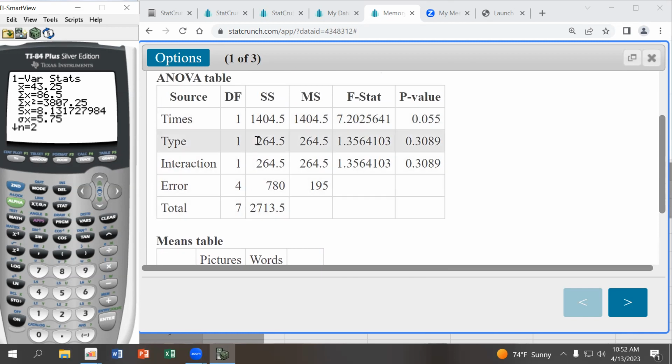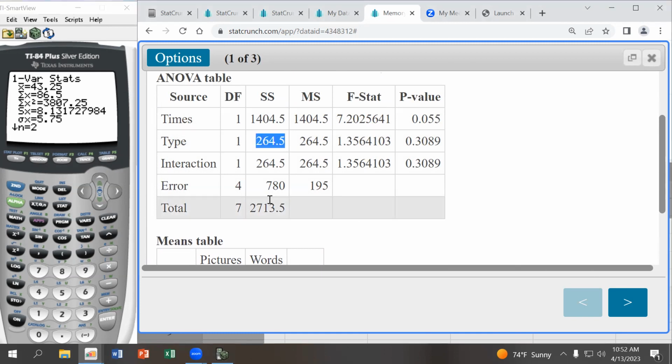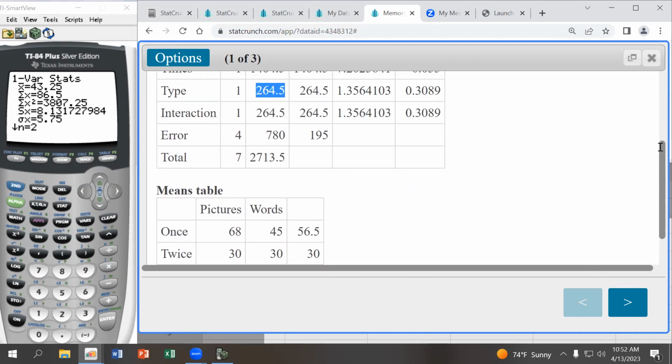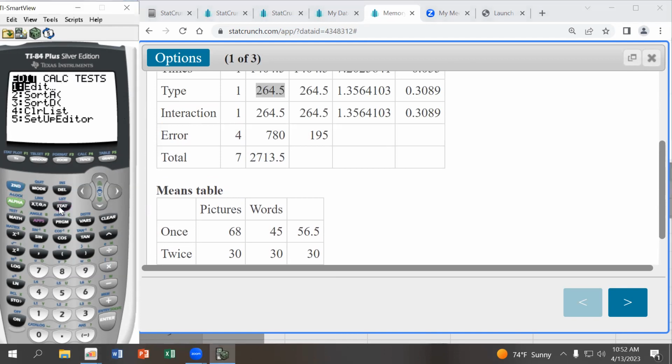The value that we have for column is 264.5. So we are trying to get to that value. If you do it this way, for this particular case, you're not going to get that number. So the key part here is to take each value, and you enter 49 minus 43.25.